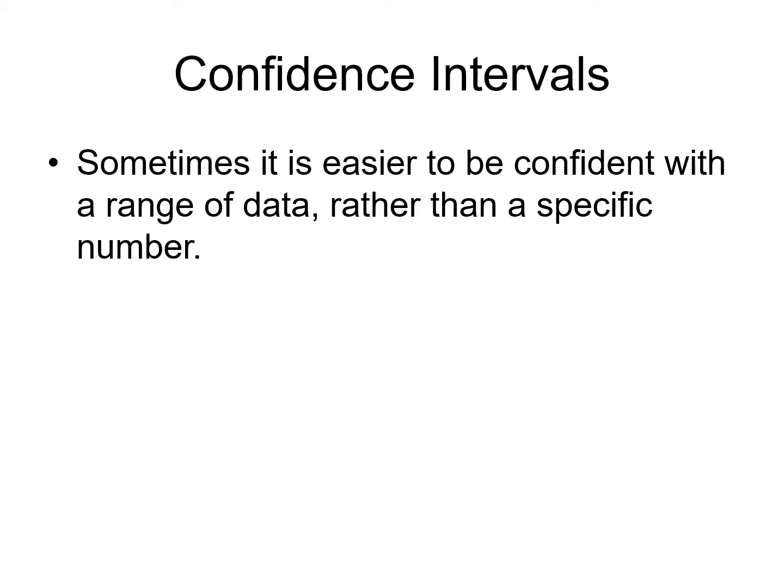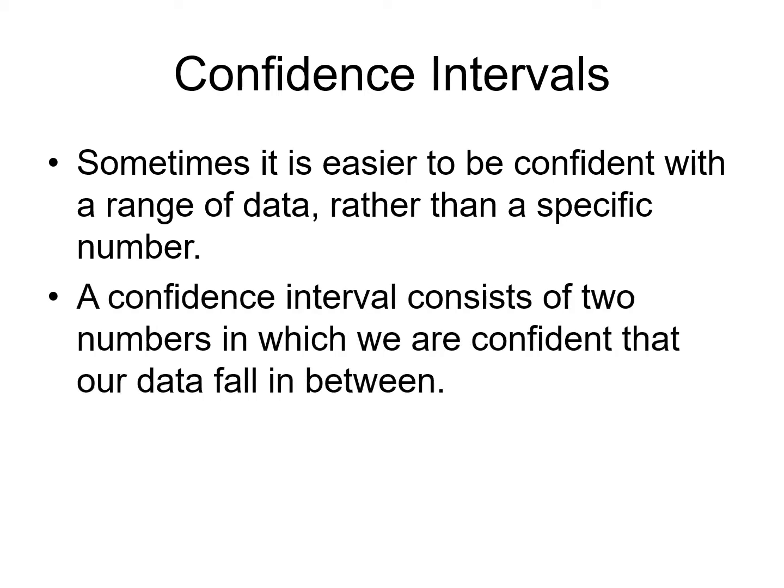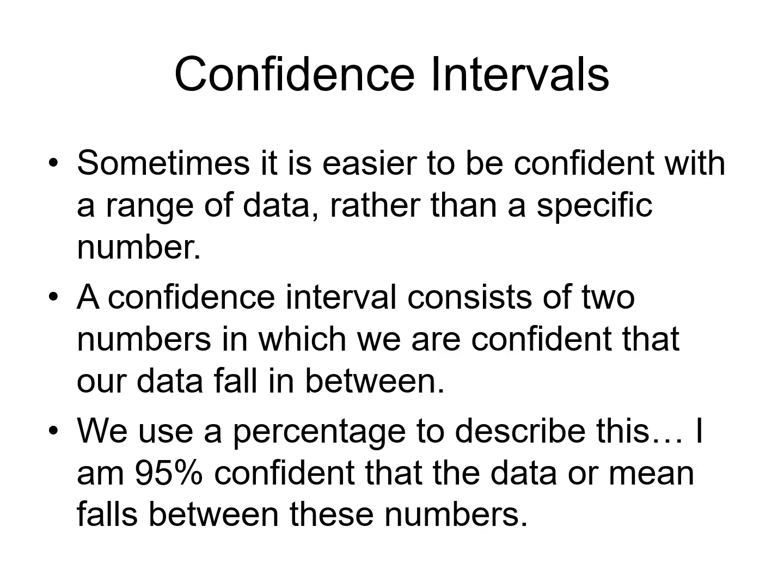Confidence interval consists of two numbers, so one on the left, one on the right, which we are confident that our data is going to fall in between. Now, we are going to use a percentage to describe this. I am 95% confident that the data or mean falls between these two numbers, or I'm 95% confident that the rainfall will be between these particular inches. Now, you can use different percentages. We're going to talk about how we do that in terms of the statistics problems we're going to be looking at.